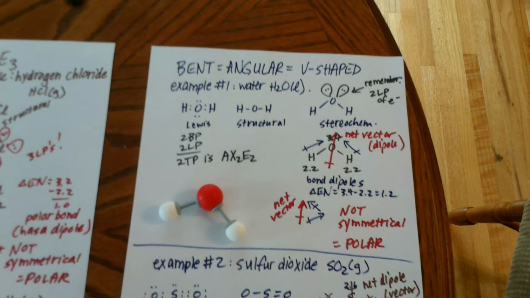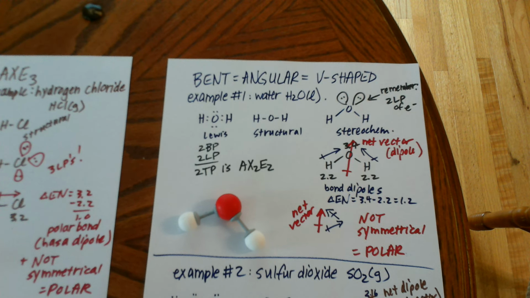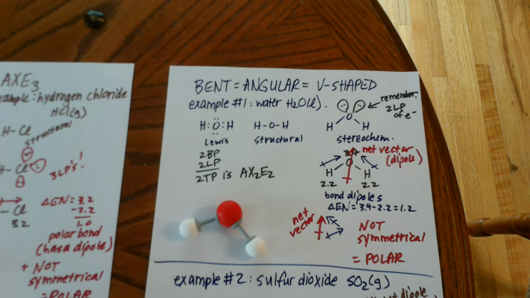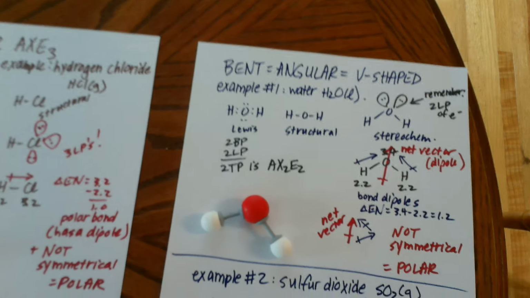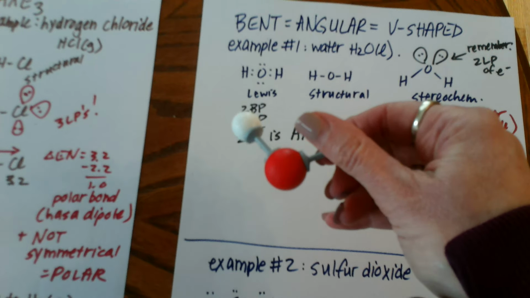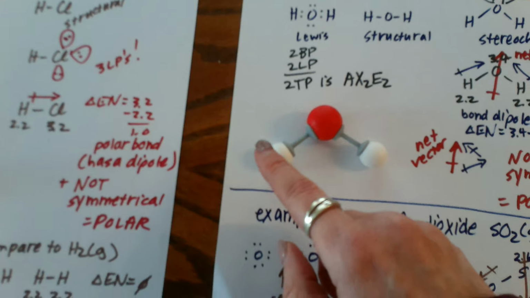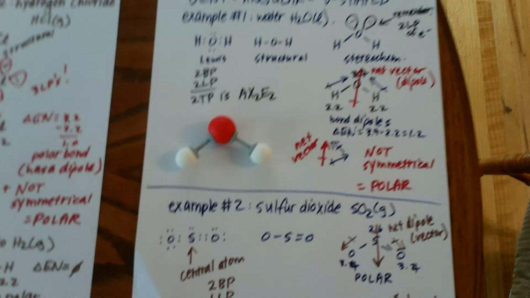Okay, here's my next example for you. Bent, angular, V-shaped. Water is our first example. There's our Lewis diagram, our structural diagram, and then you can see it is definitely a V-shaped molecule. Here it is, H2O. Obviously, the oxygen is the red, and then the 2 hydrogens are the white atoms.